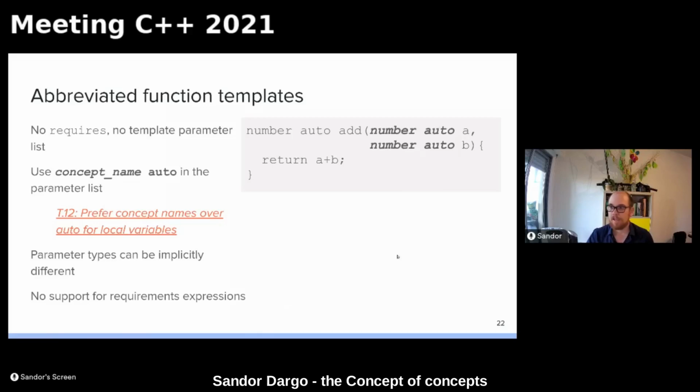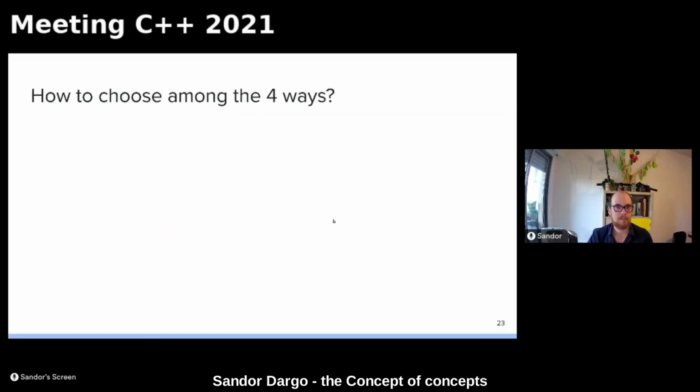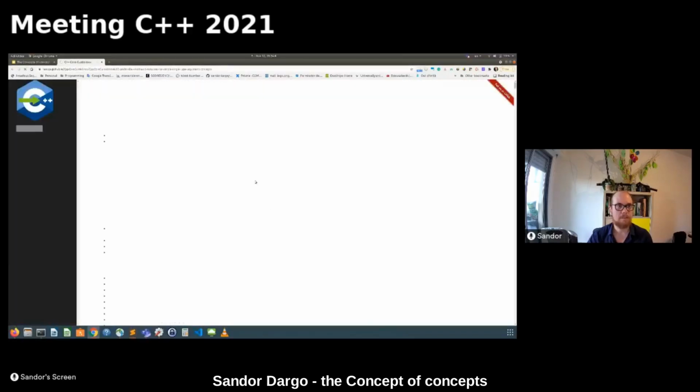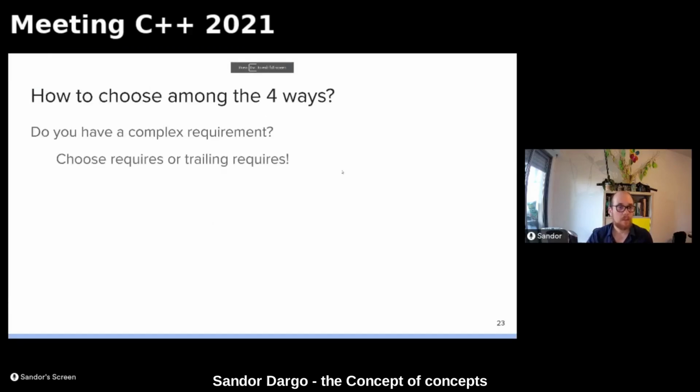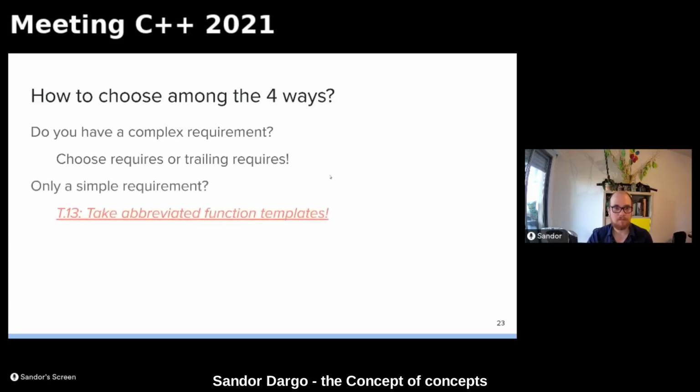And again, here you cannot write a complex expression instead of the number. So how do you choose among these four different ways? Because that's a lot. If you have a complex requirement and not a named concept, then you choose requires or trailing requires, where you can write out completely all your constraints. If you have a simple requirement, then use the abbreviated function templates. That's what the core guidelines also suggest to us.